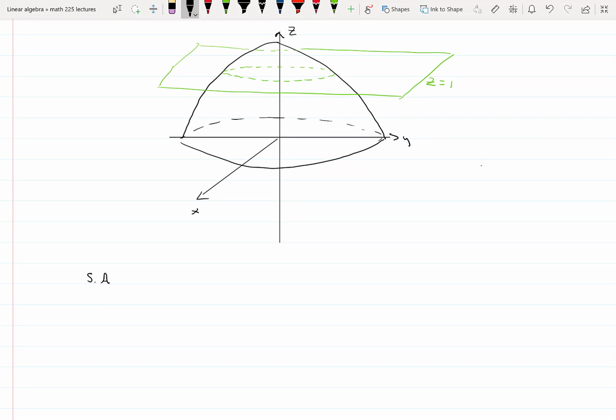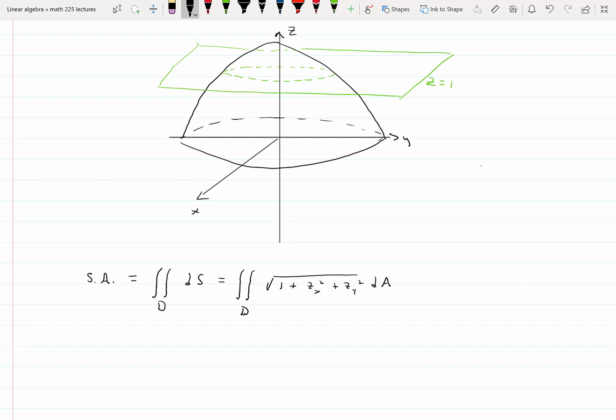Okay, so the surface area, let's just say SA for surface area, equals the double integral over the region D, the projection of the region in the xy plane, and we'll get to that in a minute, of dS, the sum of all the dS's, or the double integral of the square root of 1 plus z sub x squared plus z sub y squared dA.